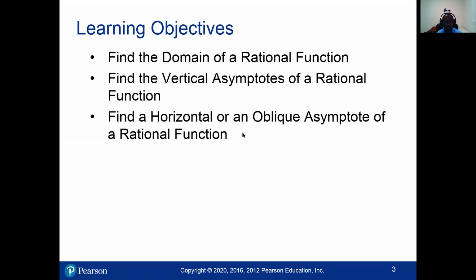One, we'll find the domain of rational functions. In fact, we did this in chapter 2, we'll revisit it, and then find the vertical asymptotes, and then also find the horizontal or oblique asymptotes of a rational function.